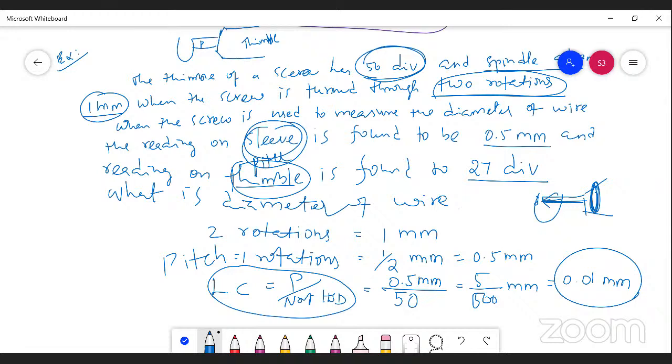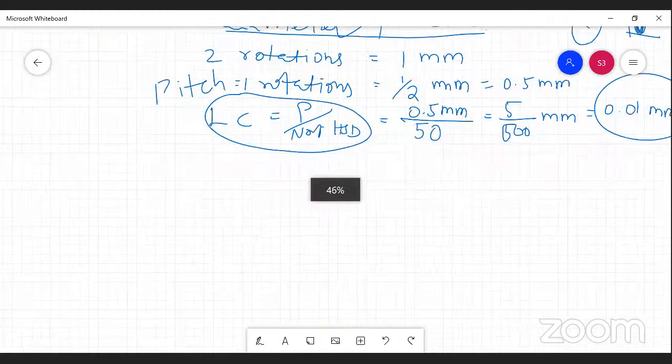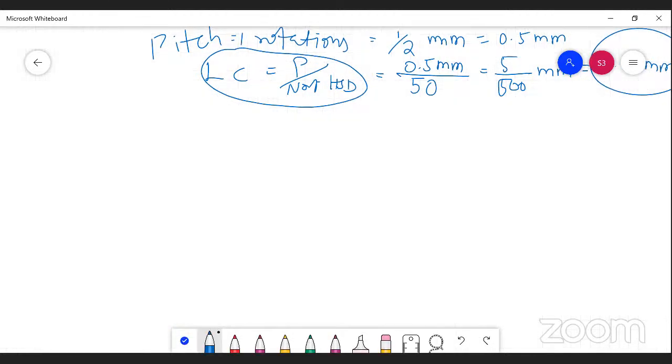So what is the question? I want to take a reading value. The pitch value is measured, and the least count is also measured, and I want to find the reading and the diameter of the wire. What is the reading formula? Reading is equal to pitch scale reading plus head scale reading. Head scale reading is equal to head scale coincidence into least count.